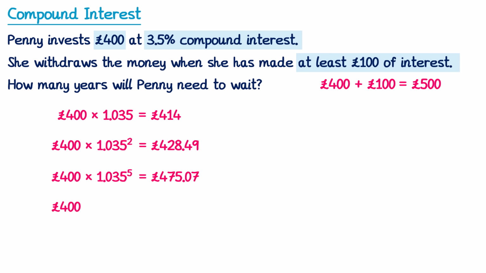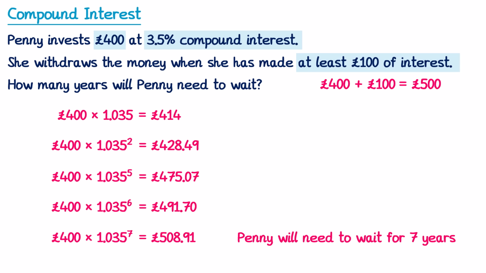So let's try 6 years, and to the power 6 will give us this number, and that's very close now, so we'll try 7 years. So multiplying by 1.035 to the power 7 gives you this number. And finally, we have a number over £500, which means Penny has made at least that £100 of interest. So the answer to this question is Penny will need to wait for 7 years.